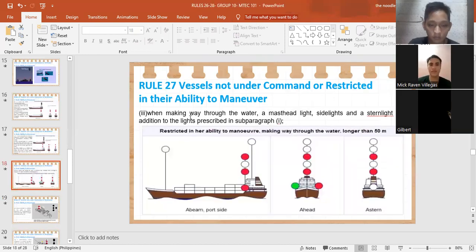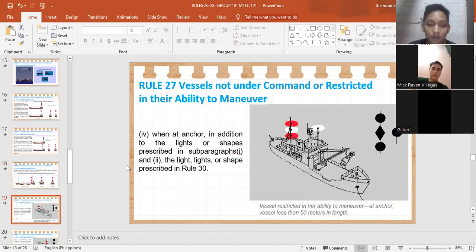So number 3, when making way through the water, a masthead light, side lights and a stern light would be added as prescribed in the subparagraph. Since it is making way through the water, once again we will add side lights, which are red and green: green if starboard, and red if port. Ahead, this will be seen. If astern, we cannot see the side lights, but instead we can see the white light, which is from the stern light, or astern.